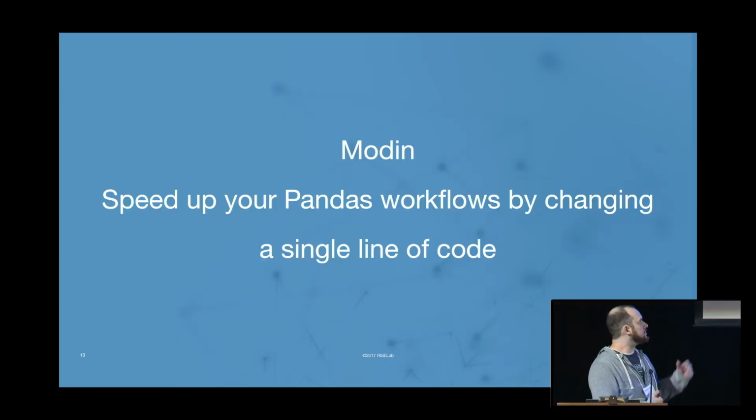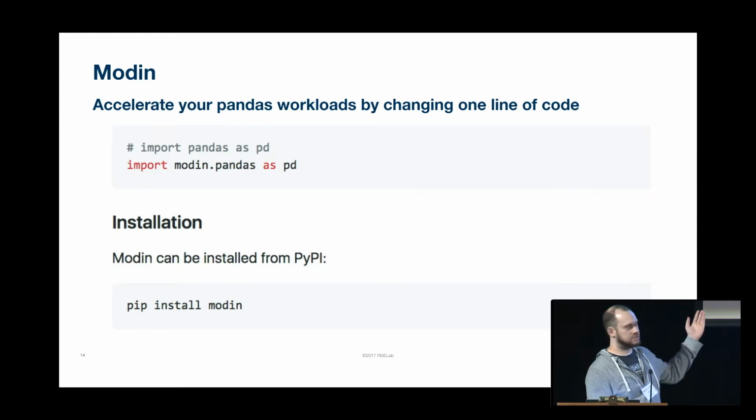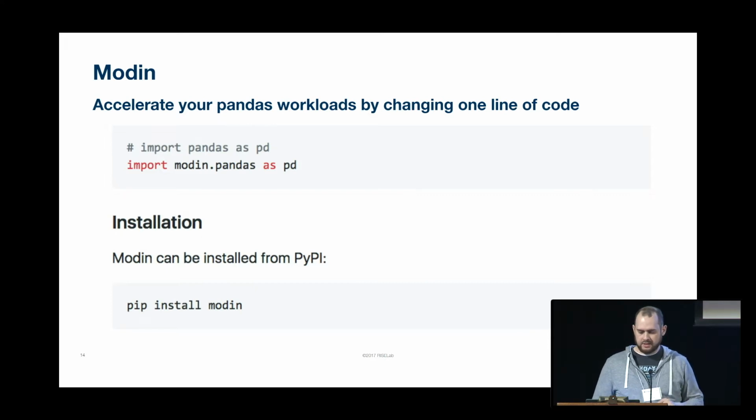And so with Modin, you can scale your pandas workflows by changing one line of code. It's a drop-in replacement, so of course the one line of code is the import statement. You just replace import pandas with import modin.pandas as pd. And then everything should just work as is, and you should expect the same behaviors.